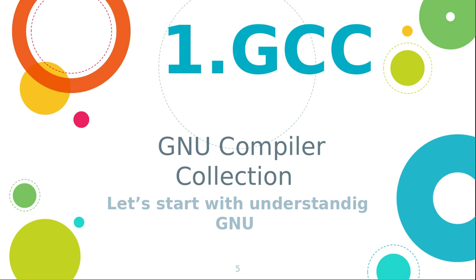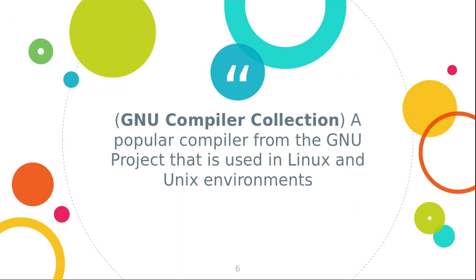So first of all, what is GCC? It consists of three words. Simply, it's the GNU Compiler Collection. What is GNU? I will discuss further. The compiler collection of GNU is GCC. What is GCC? A popular compiler from the GNU project that is used in Linux and Unix environments. Whenever you are using Linux and Unix, you will go through GCC, the GNU Compiler Collection. Now the question arises, what is GNU? Let's move on to that.